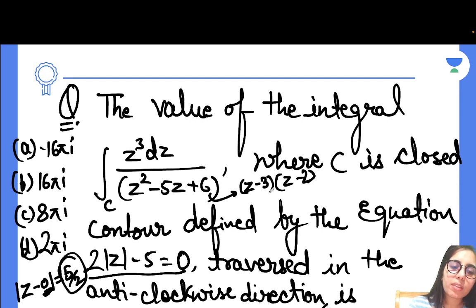Now you have to see whether 3 and 2 lie within the contour. If 3 is not there, leave it, but take 2, then equate it with 0 and find the residue at that pole, that is z is equal to 2. The order of the pole will be 1 because the overall power is 1. And then after finding the residue, you have to find the integration, which is 2 pi iota into the sum of residues. The right answer for this question will be option A.